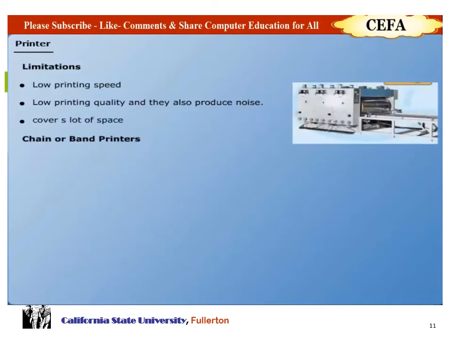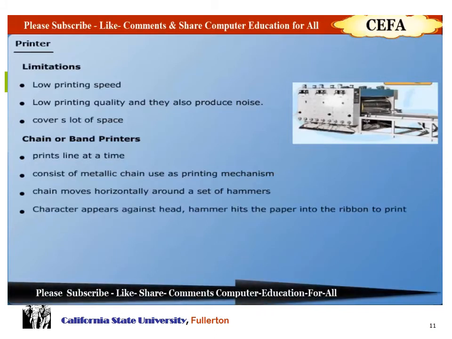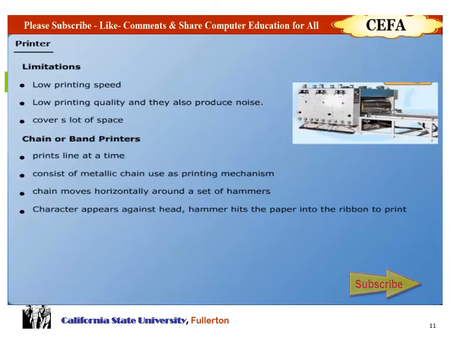Chain or band printers. Chain or band printers are also line printers that print one line at a time. Chain printers consist of a metallic chain or band and use the chain as their printing mechanism. A chain moves horizontally around a set of hammers. When a desired character appears in front of the selected printing position, the hammer hits the paper into the ribbon to print the character.